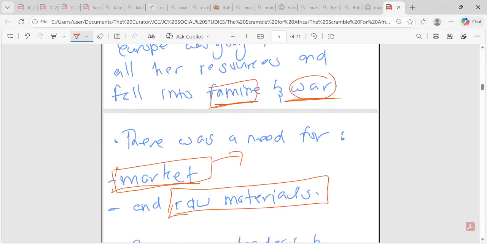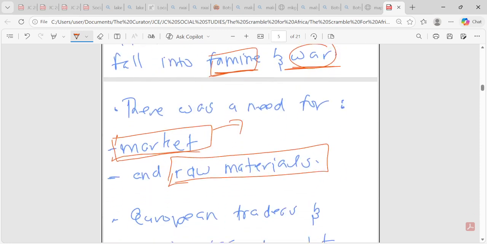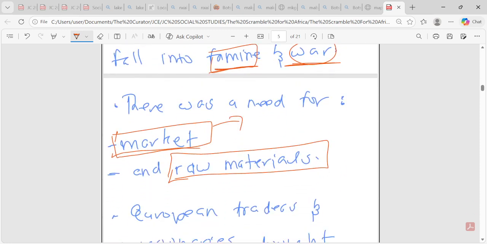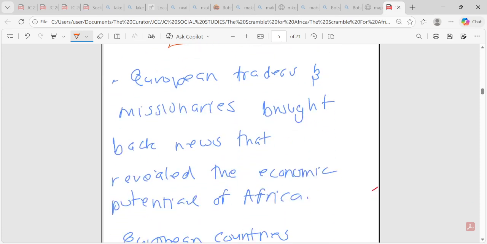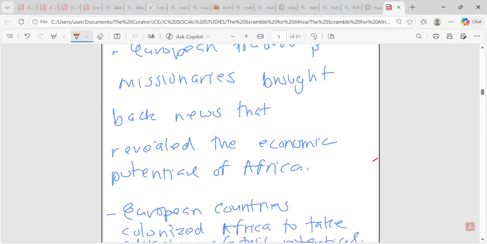And so the rapid increase in trade, the rapid increase in the production, in the buying and the selling of goods led to a need for more market. These people had a surplus of goods, extra goods that they could sell for profit. So there was a need for market, there was a need for raw materials. And so European traders and missionaries brought back news that revealed the economic potential of Africa.